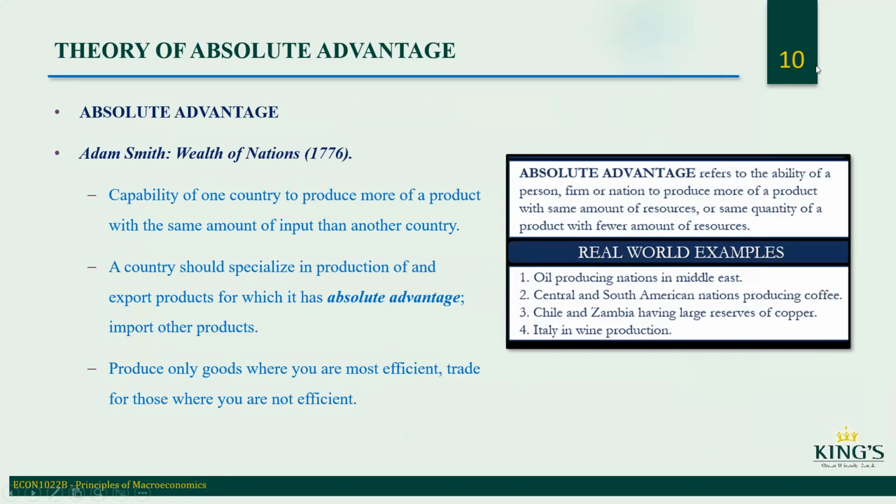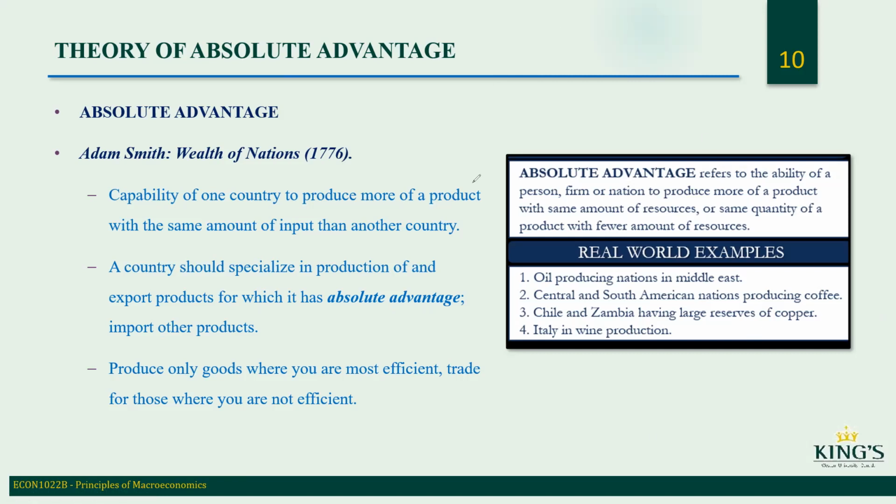So this approach, certain examples of this would be oil producing nations in the Middle East, Central and South American nations producing coffee, Chile and Zambia having large reserves of copper, Italy and wine production. So all four of those examples, they have the absolute advantage in producing those products. So they would just produce them in country and they would not trade for them.